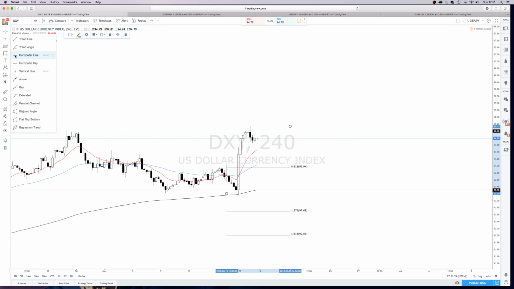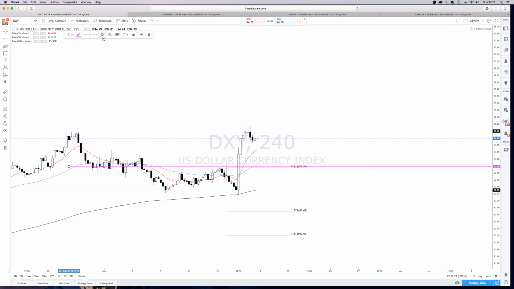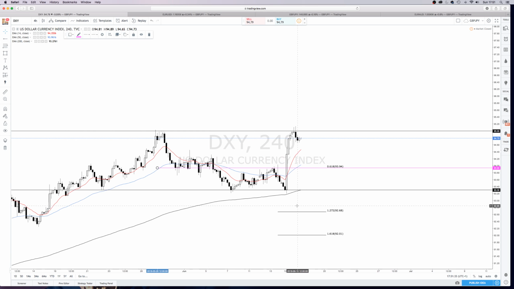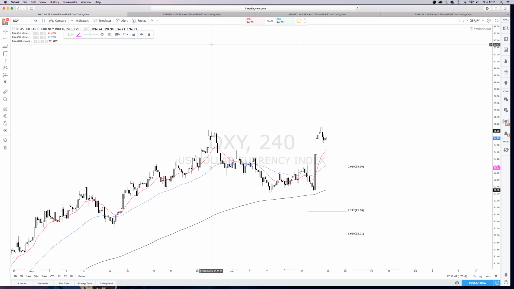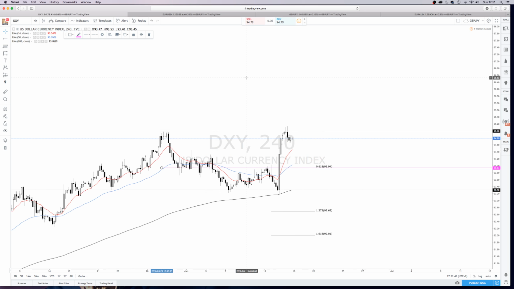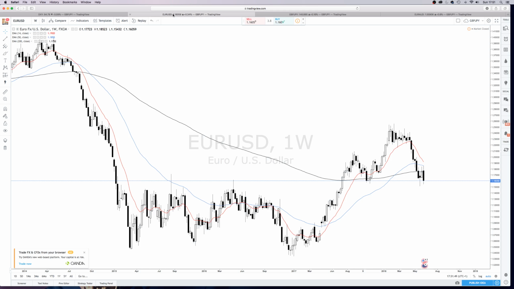So we just put a quick horizontal ray here. 93.94. So that's sort of an area to watch, I would say, unless of course on open the price breaks above and retests this level. So how is that going to translate into some pairs? With the Euro USD, that potentially could mean there's some further downside to come.